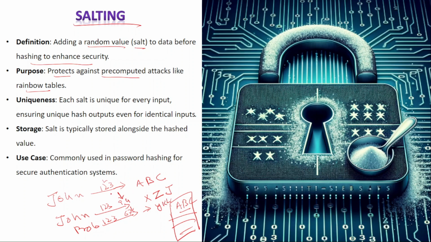So this is how this salting works, that it secures the password, and even the same passwords are stored as different hash values inside the database. This means that each salt is unique for every input. So for this input, salt is 94. For another input, it is 67. For another, it will be something different. Salt is typically stored alongside the hashed value. Use case: commonly used in password hashing for secure authentication systems.